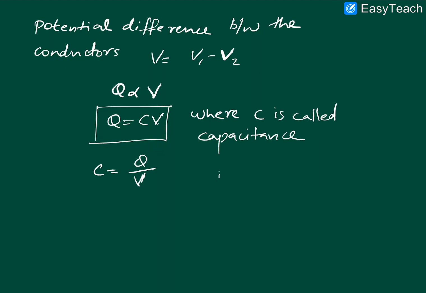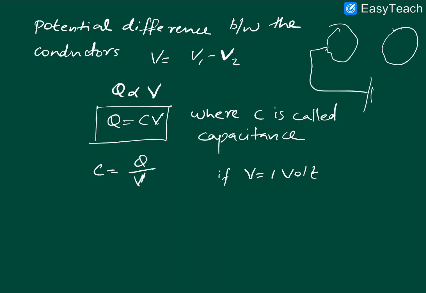Let us imagine V is equal to 1 volt. That means you have two plates connected to a battery of 1 volt. Then C will be equal to Q. So from this you can define C, the capacitance of a conductor.